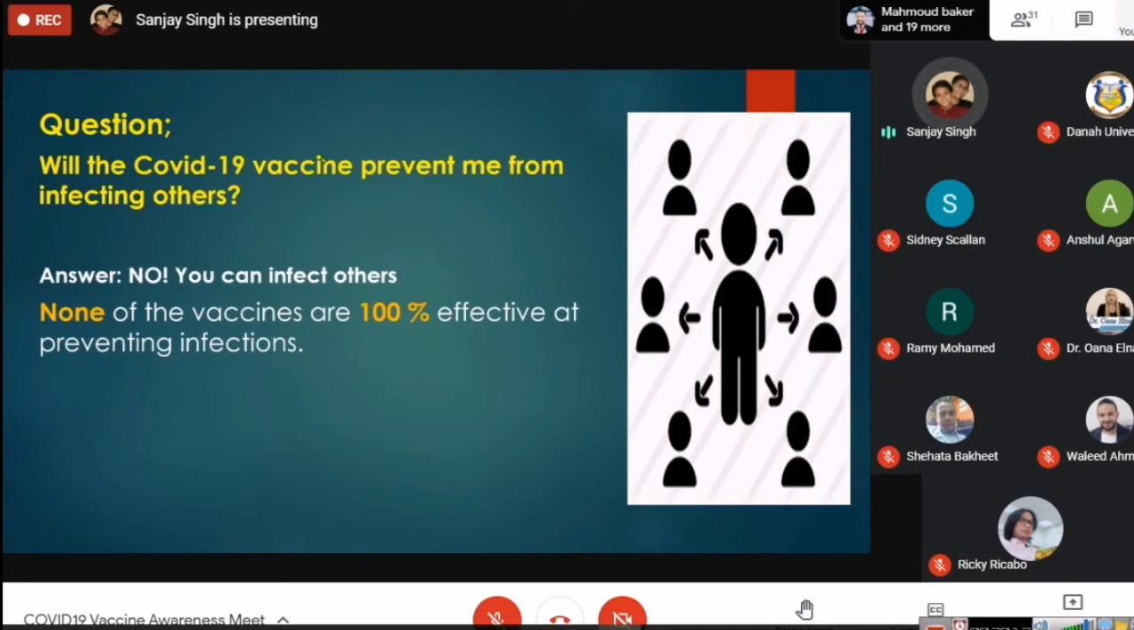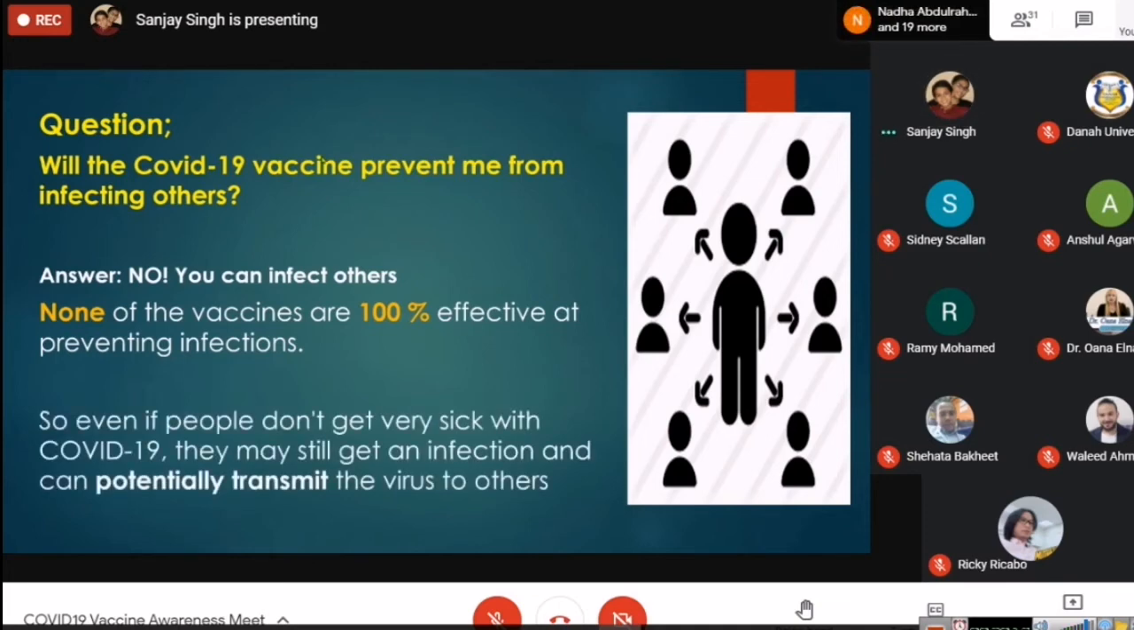So none of the vaccines are 100% effective in preventing transmission. So even if people do not get very sick with COVID-19, they may still get an infection and can potentially transmit the virus to others.